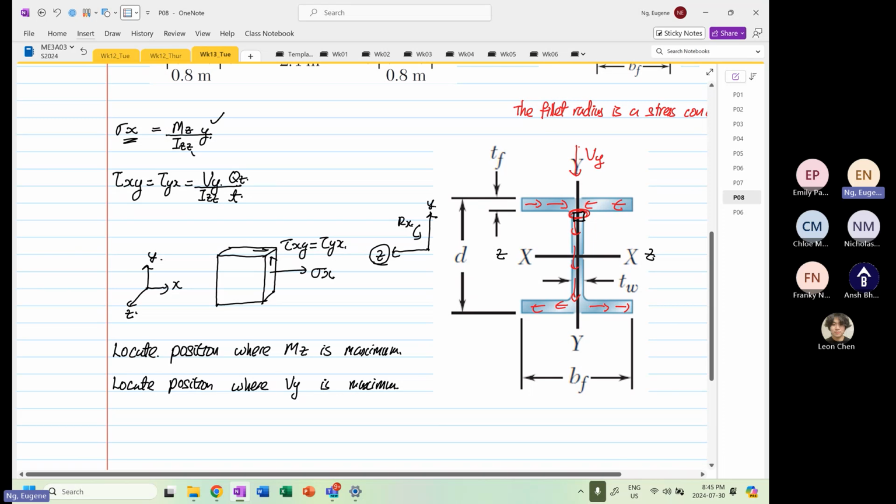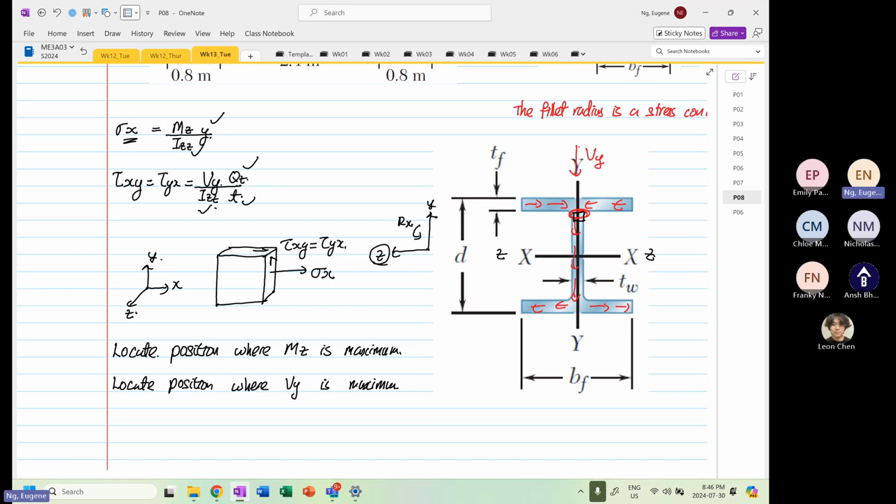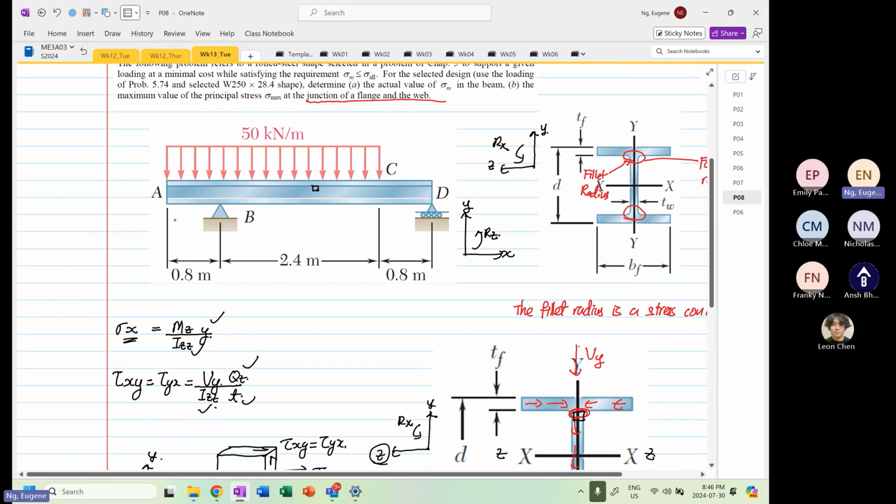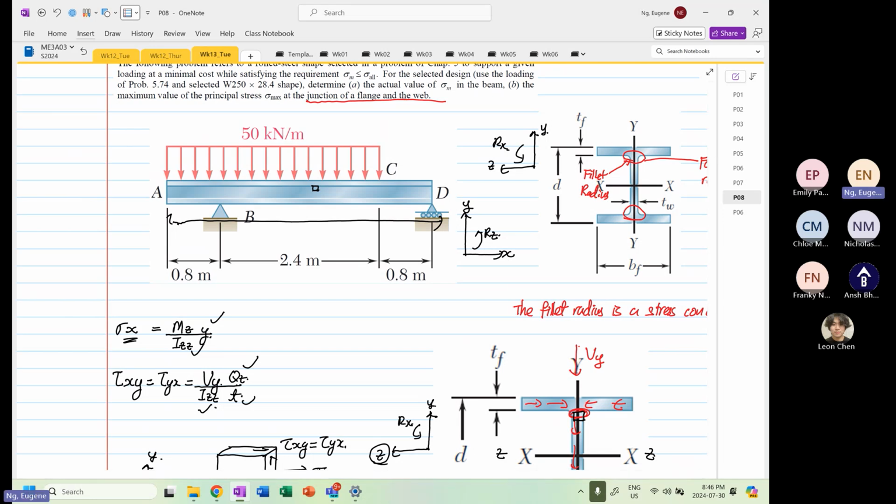Why is that the case? Because Y and IZZ, QZ, T, and IZZ are all constant. The only thing that's changing is MZ and Vy along this beam. Okay, at different positions along this beam, right? We are going to have maximum bending moment or we are going to have maximum what? Maximum shearing stress or maximum shear force.